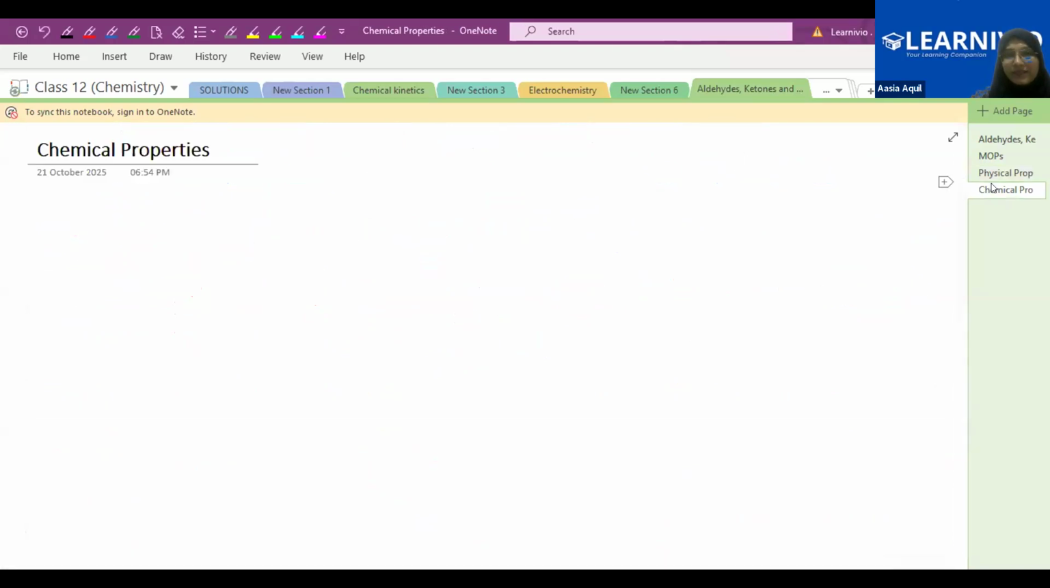So today we are going to start with the chemical properties of carbonyl compounds. Concentrate here. These are very, very important reactions. In chemical properties, the first property is the nucleophilic addition reaction. So write down nucleophilic addition.